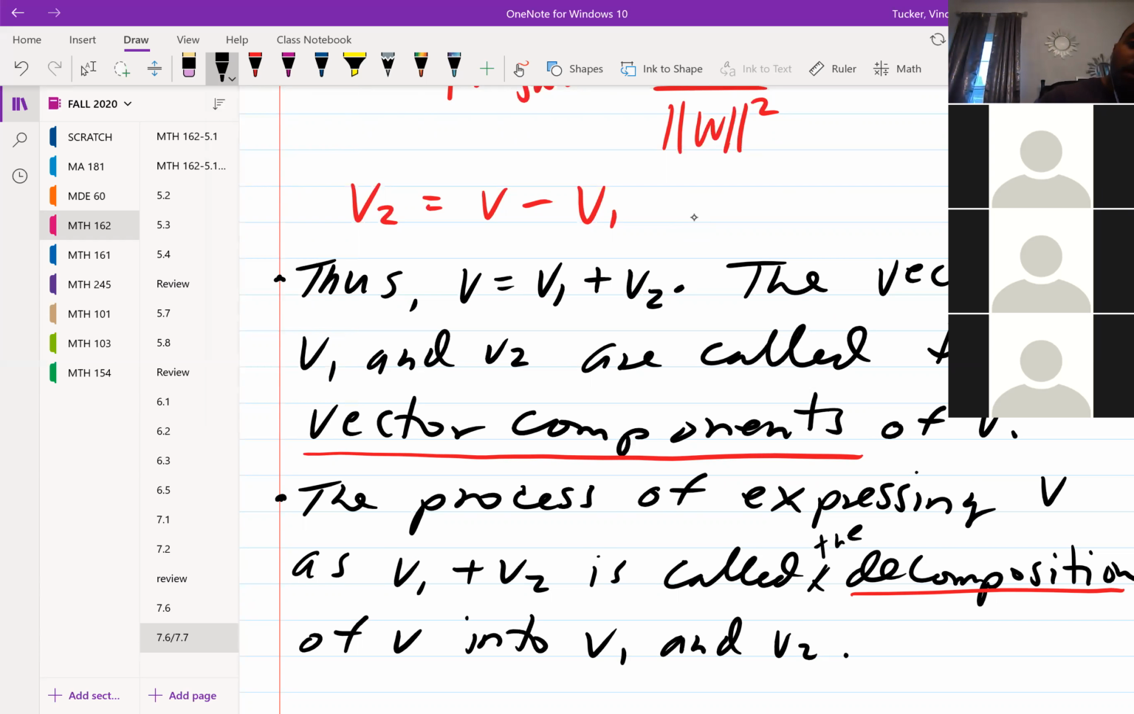All right, so V is equal to V1 plus V2. The vectors V1 and V2 are called the vector components of V. The process of expressing V as V1 plus V2 is called the decomposition of V into V1 and V2. So in other words, you're going to break down V into two vector components.